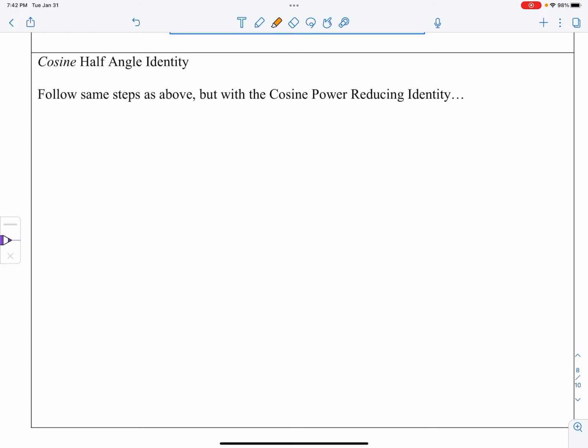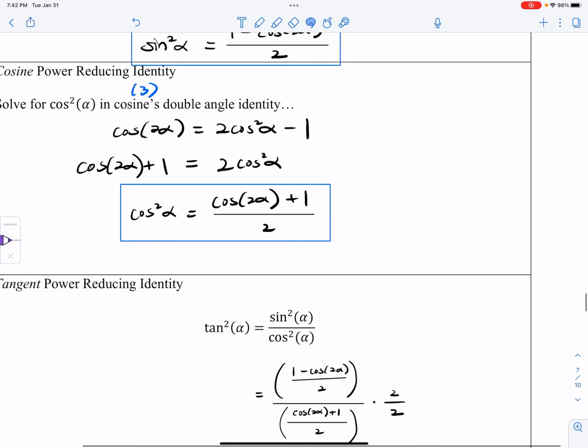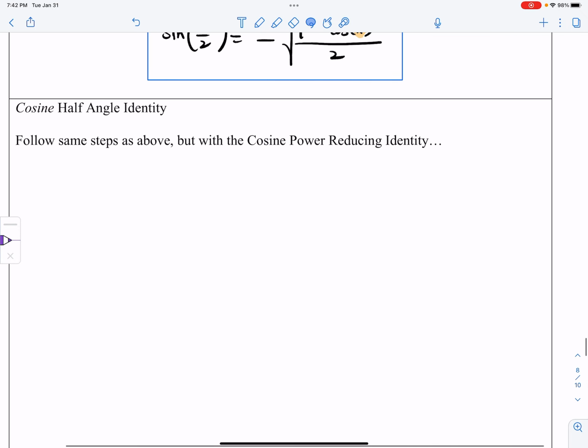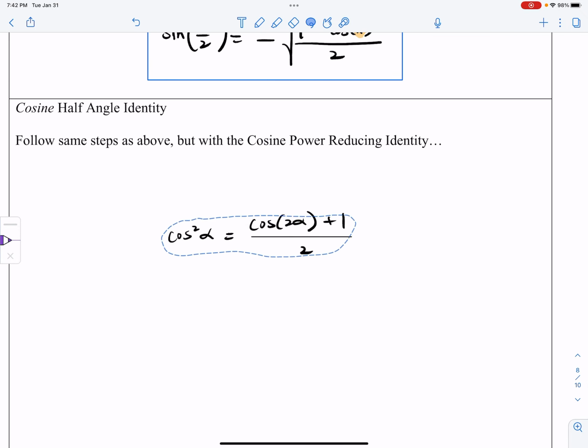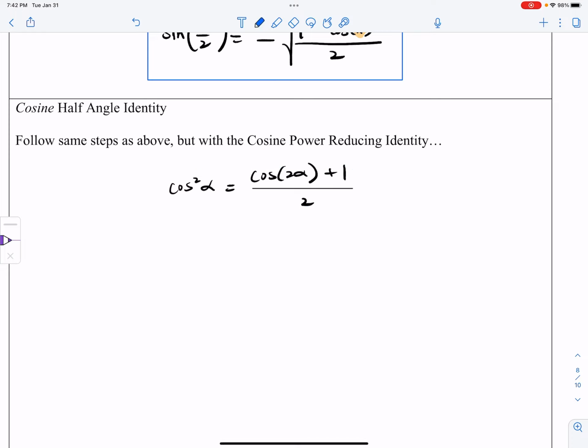Okay, and then in order to derive cosine's half-angle identity, we are going to use cosine's power-reducing identity and solve for cosine. So this is also part of the reason that I wanted to cover the power-reducing identities: you'll have those memorized, and then you can use those to derive half-angle identities if needed in the future. Okay, so we'll get cosine of alpha is equal to plus or minus the square root of cosine 2 alpha plus 1 all over 2.